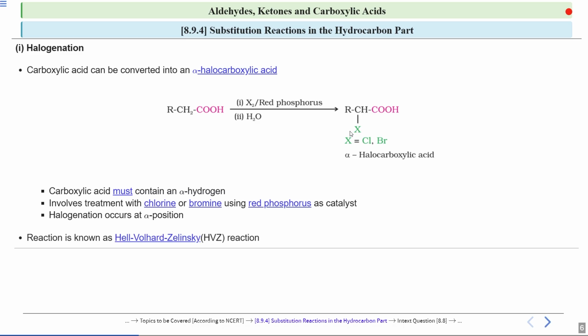Now, this entire reaction which we have discussed, what is the name of this reaction? You need to remember the name. This is the Hell-Volhard-Zelinsky reaction, often abbreviated as the HVZ reaction. This is a very classic method in organic chemistry for introducing a halogen atom at the alpha position of carboxylic acids. So you need to remember this name: the Hell-Volhard-Zelinsky reaction, abbreviated as HVZ.